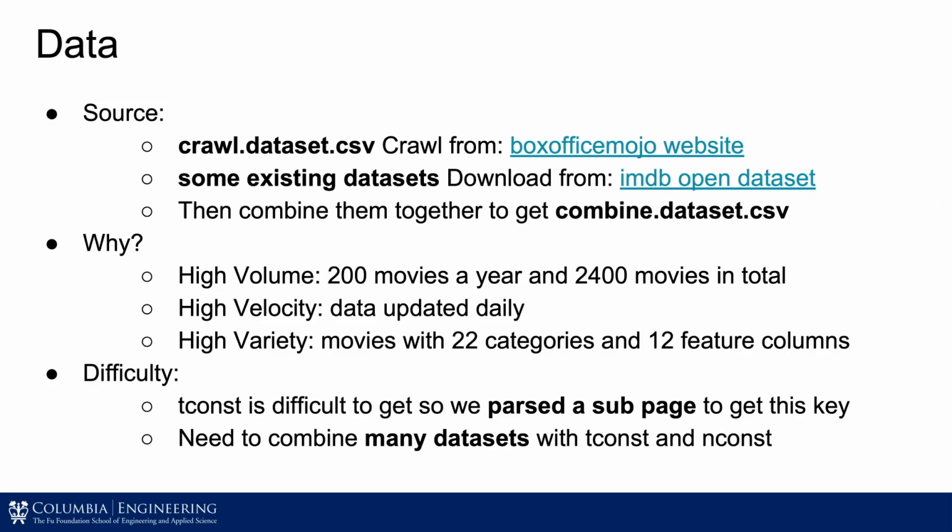Such datasets have high volume, having 200 movies a year and 2,400 movies in total, and we will update the data daily to keep this high velocity. Last but not least, the movies will have 22 categories and 12 feature columns that guarantee our data's high variety. The difficulty of data processing is that we will most likely need to remove the data outliers, drop the columns or rows with missing values, and we would like to match the movie's tconst or nconst, which is a unique identifier for each movie, and then we will need to combine many datasets with various tconsts and nconsts.